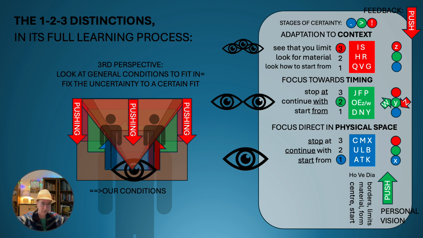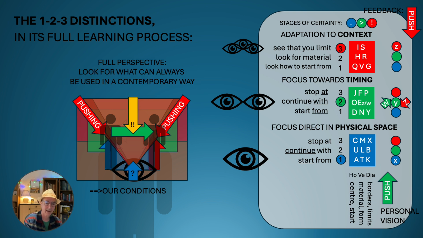You need to find a fit, and this uncertainty finds a fit at the moment. So there's a general rule, and at a certain point it will have a local rule, and it will meet the conditions, and these conditions are our conditions, are everyone's conditions. That's the third process. In the end, and I show it with the three eyes, it's pushing back until you have a new idea. Here I have something I can use in a contemporary way, meeting our conditions, not just my conditions, but our conditions from both of us.